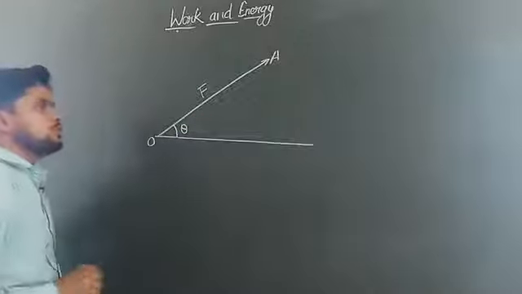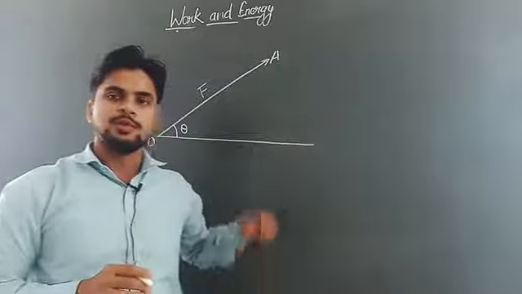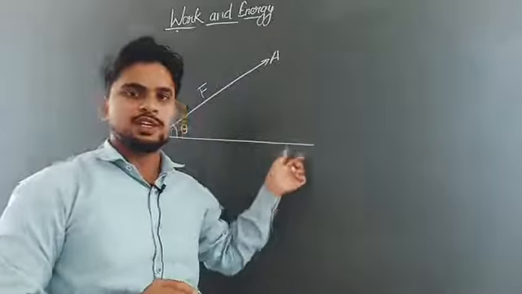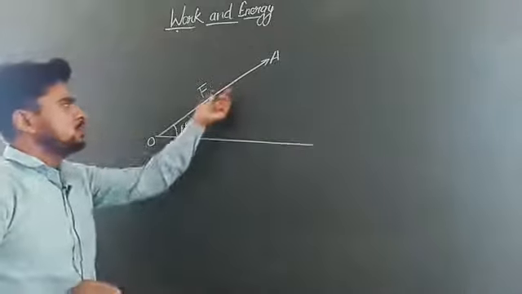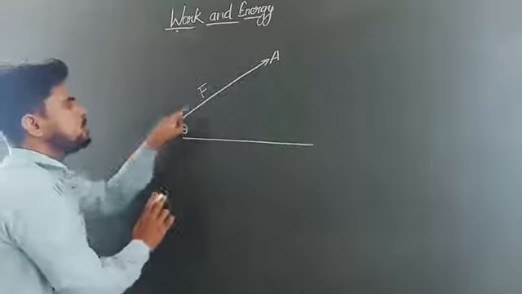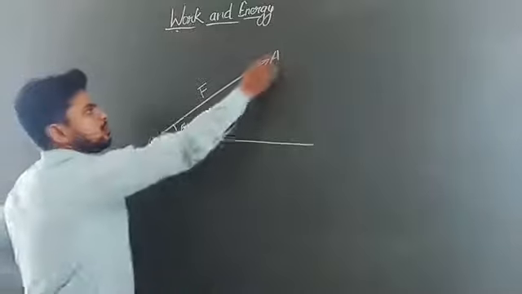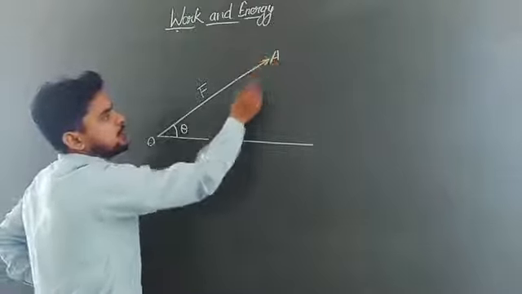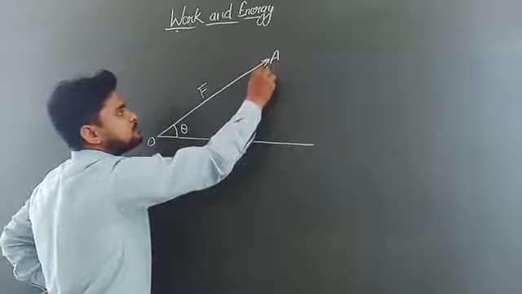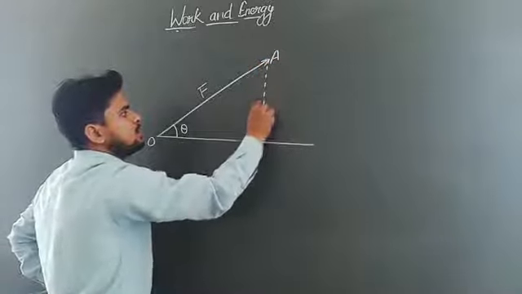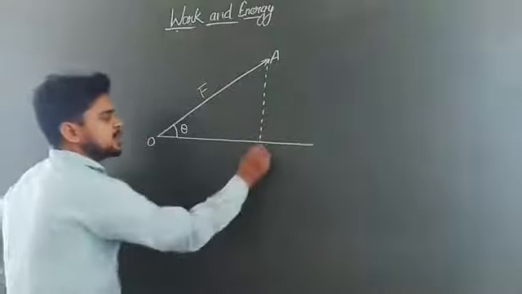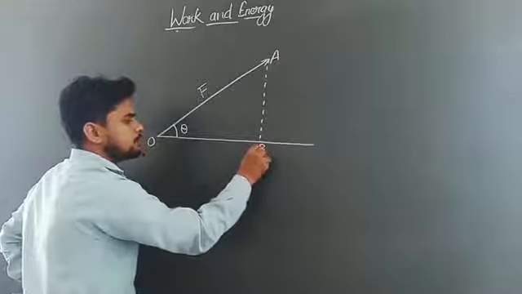Okay? So whenever we have to resolve this force vector into its two components, that is horizontal component and vertical component, then what we do? We have to make a rectangle with the help of this force vector OA. So in order to make a rectangle, we draw a perpendicular from this point A to the horizontal. Let us say this perpendicular intersects the horizontal at a certain point B.